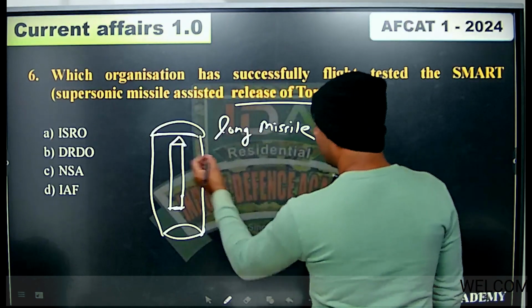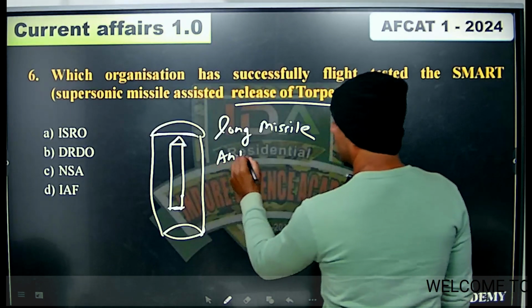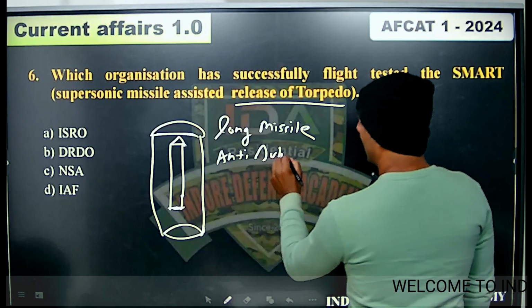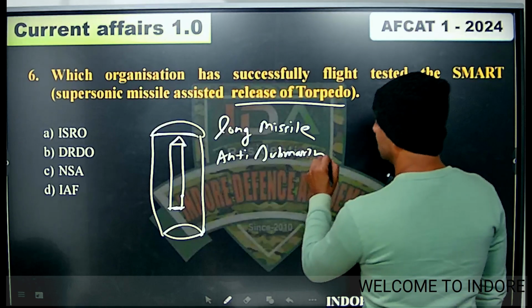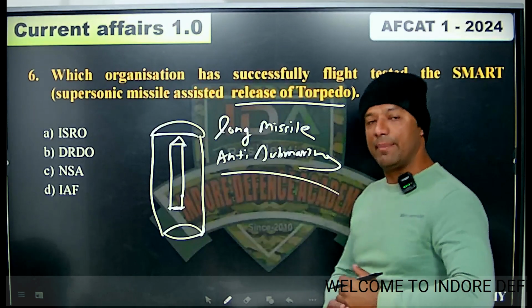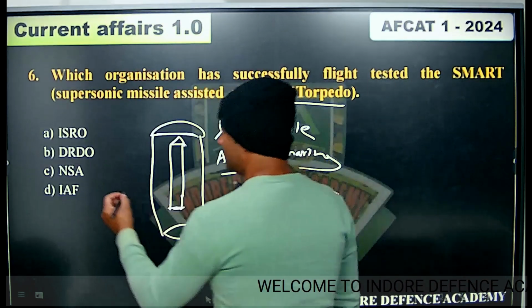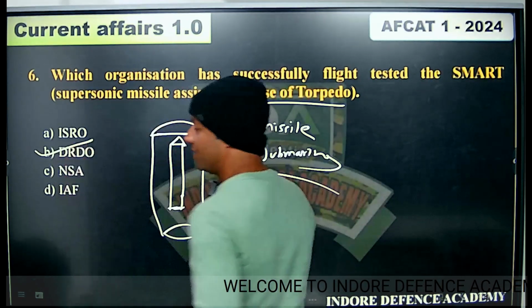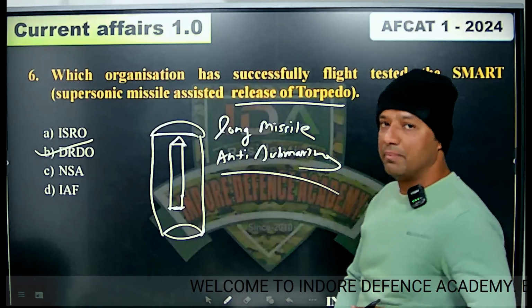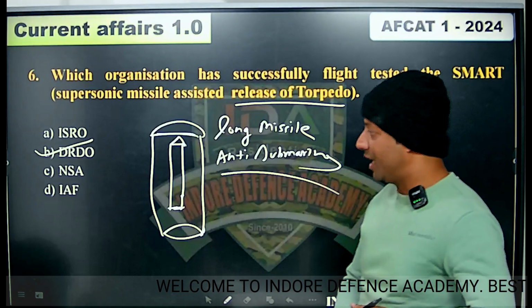And what is the work of it? Anti-submarine missile. Anti-submarine missile. It can hit the missile very precisely. Okay, so, and it is the correct answer is DRDO. It is the venture and the project of DRDO.